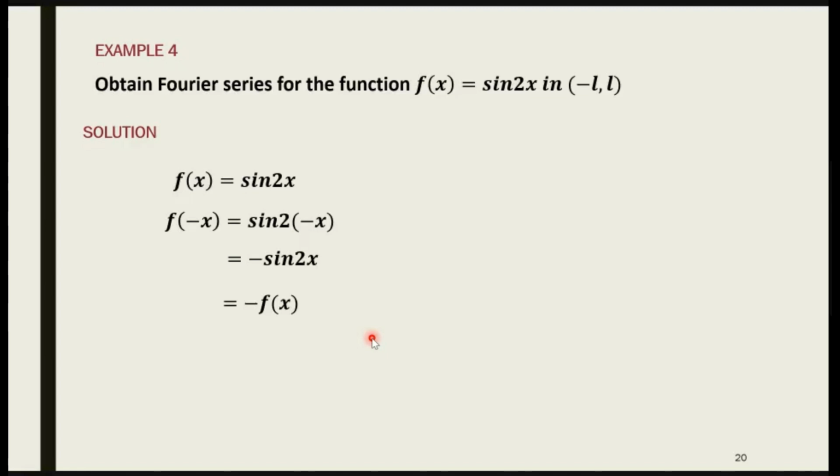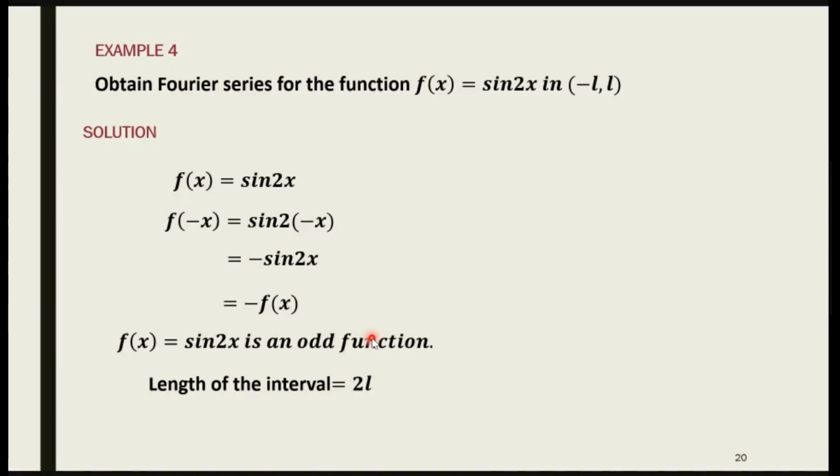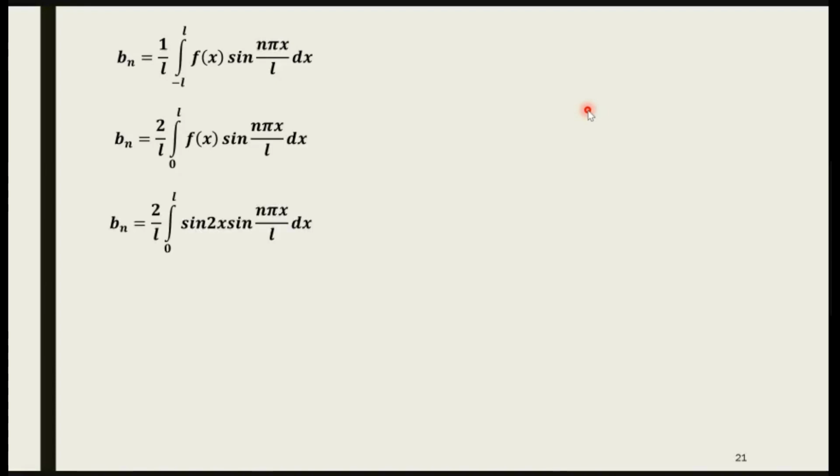It's an odd function, so calculating only bn. L is equal to L only यहाँ पे है ना. Given interval is also equal to L. So L के बदले L ही आएगा यहाँ पे. So calculate bn. सब्स्टिट्यूट करना है bn में. L तो वैसे ही रहेगा, खाली fx के बदले sin 2x आ जाएगा. 2 by L integral 0 to L sin 2x sin n pi x by L dx.